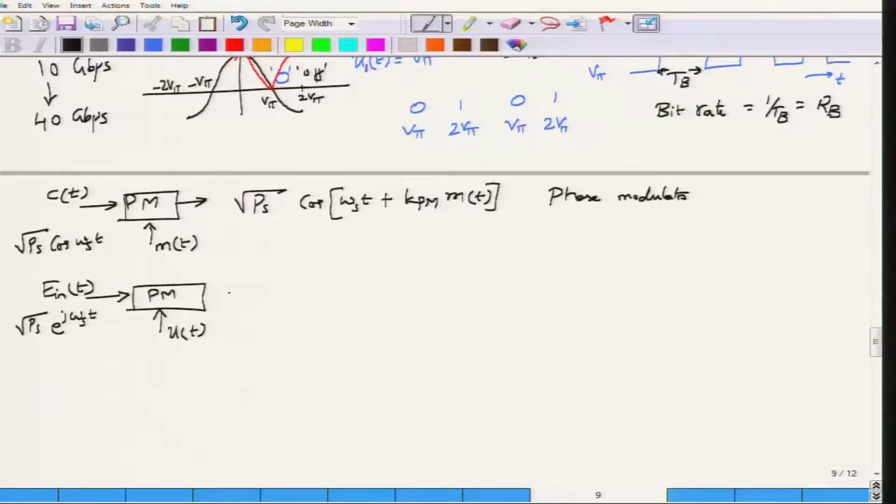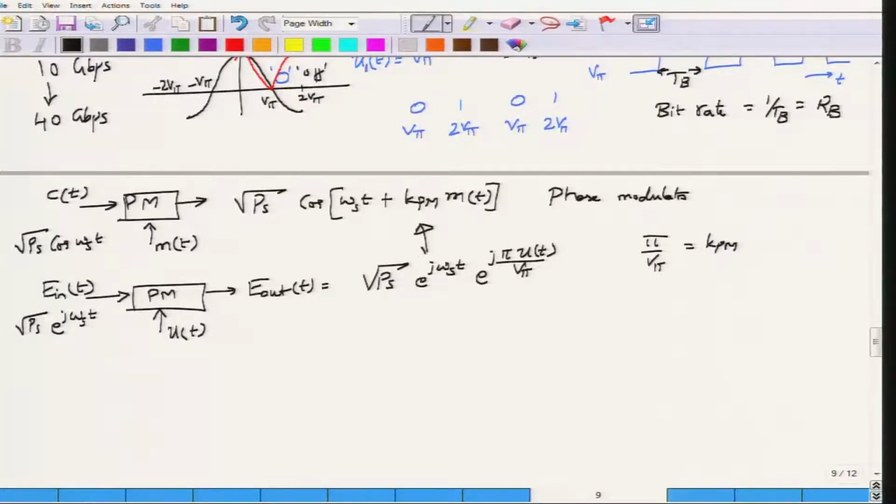For this phase modulator, the output electric field would be equal to the input electric field, which is square root Ps e to the power j omega st, and because you are sending in this u of t, your additional term that comes in because of u of t would be e to the power j pi u of t divided by v pi. But if you understand that pi by v pi with whatever the input voltage that you are going to get with u of t, the peak value of that u of t can be taken to be some kpm, then you see that these two relationships are exactly equivalent.